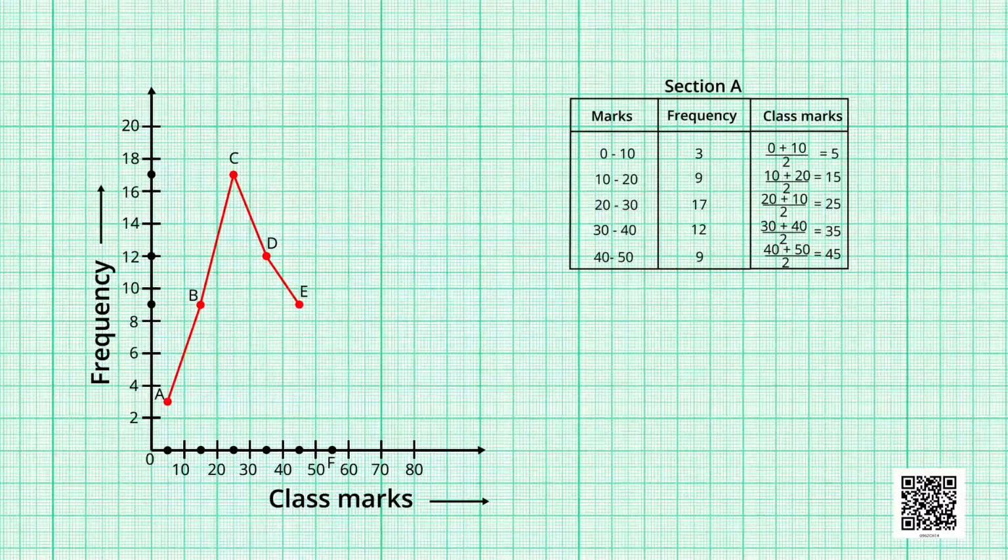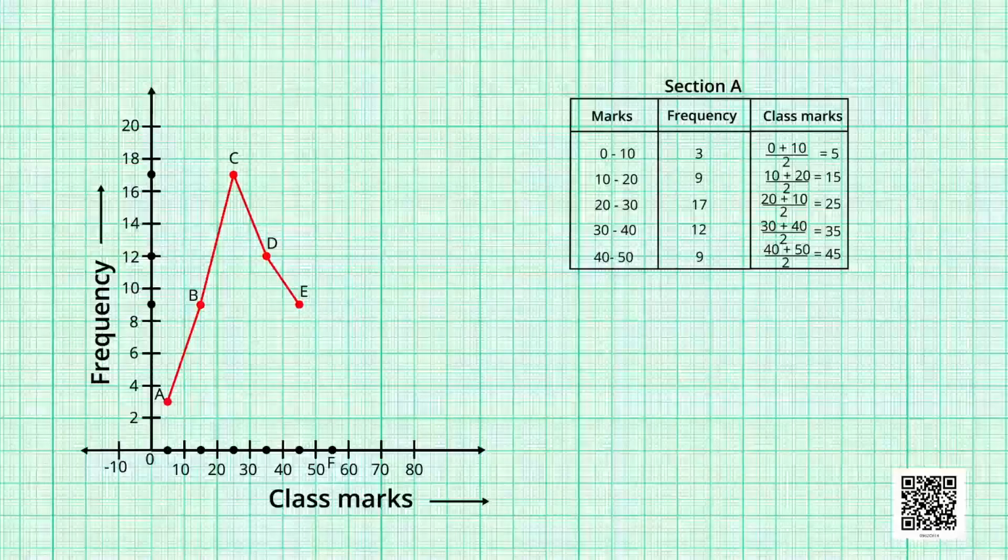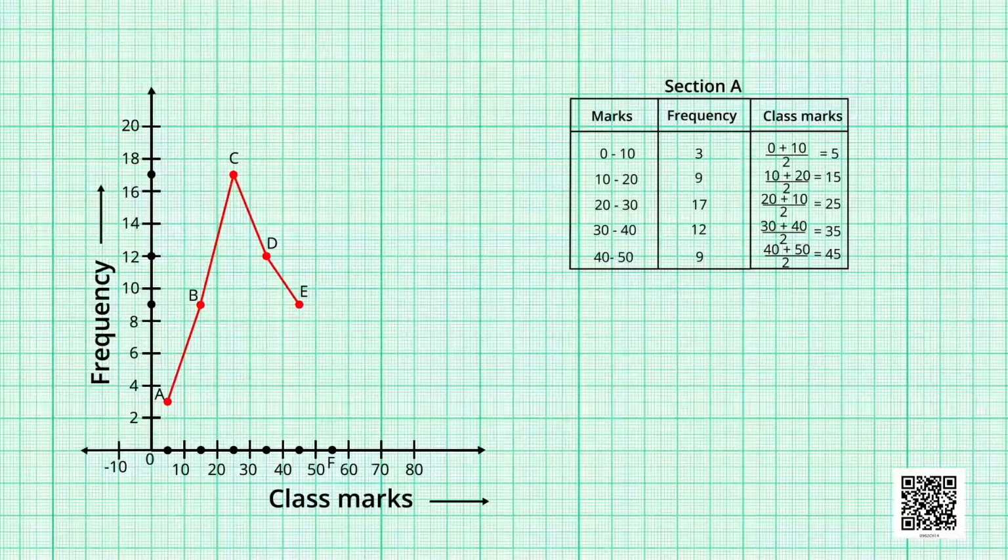Again we have to assume that there is a class interval before 0 to 10, that is minus 10 to 0. Its class mark will be minus 5 and we have to assume that its frequency is 0. So the point that we have to plot is (minus 5, 0). Here it is and we name it as point O.